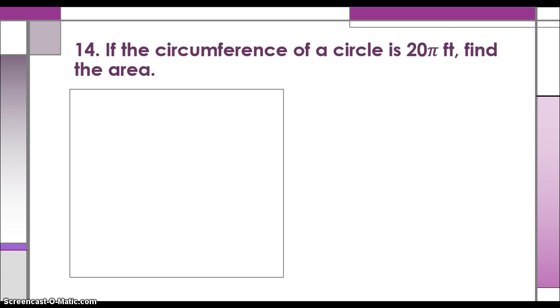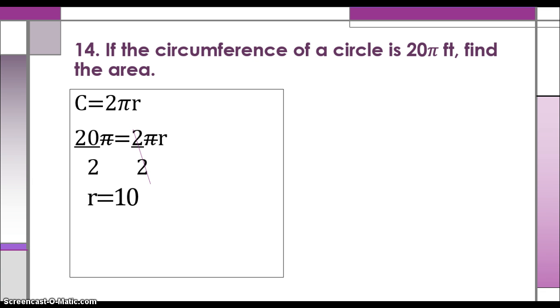Okay, if the circumference of a circle is 20 pi feet, find the area. So the equation we're going to use is C equals 2 pi r to find circumference. And then we fill in C with 20 pi since that is the circumference. And then we would have 2 pi r since we don't know what the radius is. And then we would divide by 2 on both sides and the 2s cancel out. And then we would get r equals 10.